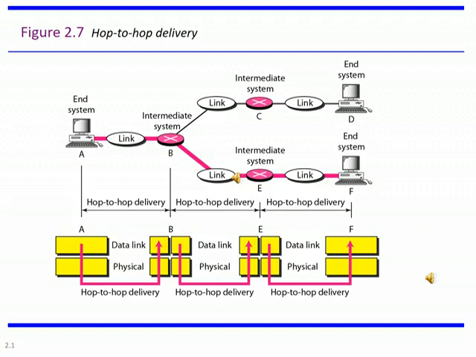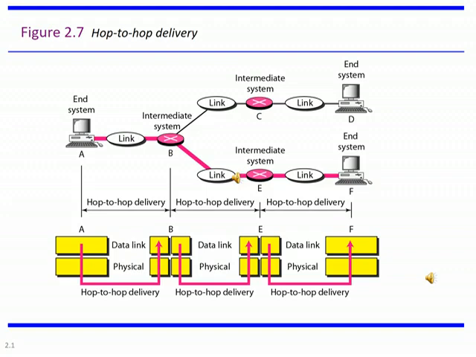Those hop-to-hop data deliveries are represented by the lines. You see that the end system is connected to the intermediate system by a link. So the end system and the intermediate system are joined with a link. This is the hop-to-hop delivery. Similarly, one intermediate system and another intermediate system are connected by a link, and then the intermediate system and the end system are also connected by a link. So every stage is connected by a link. That kind of system is a hop-to-hop delivery system.